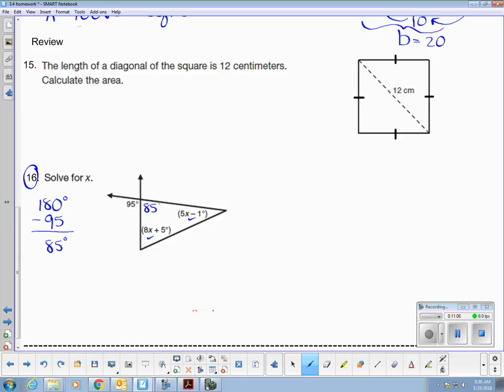So now I can write an equation to help me to solve for x. That equation would be 85 degrees for my first angle. My second angle is 5x minus 1. And the third angle is 8x plus 5. Together, all three of those angles equal 180 degrees.